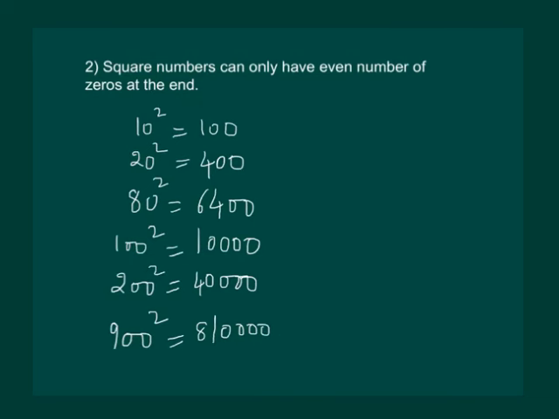Just observe the number of zeros in each square number. In 100 we have 2 zeros, 400 has 2 zeros, 6400 has 2 zeros. So all these are even zeros. Let us see in 100 square we have 10,000. Again there are 4 zeros, which is an even number. 40,000 also has 4 zeros, it is again an even number. 8,10,000 also has 4 zeros, so it is an even number of zeros.